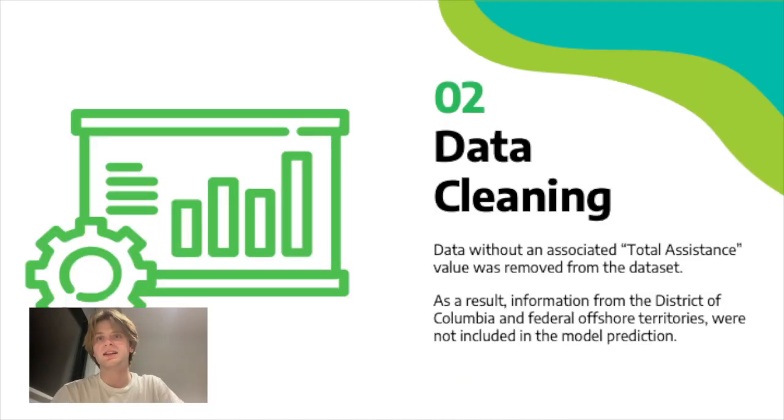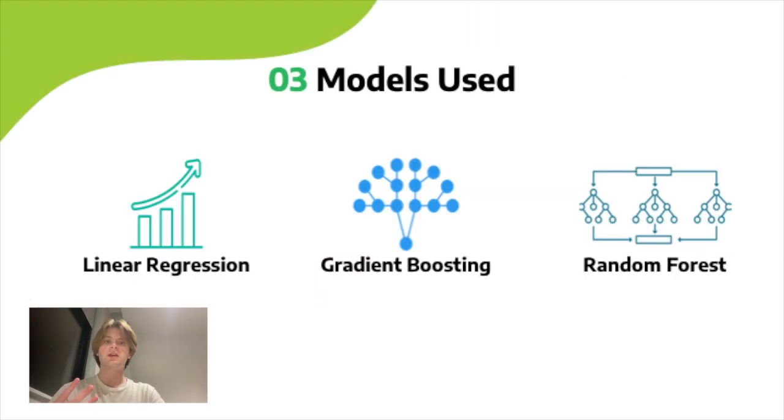Now let's talk about data cleaning. We removed all data that didn't have a total assistance value associated with it, and this removed all information from the District of Columbia and the federal offshore territories. We used 3 predictive models. We used linear regression, gradient boosting, and random forest as models.